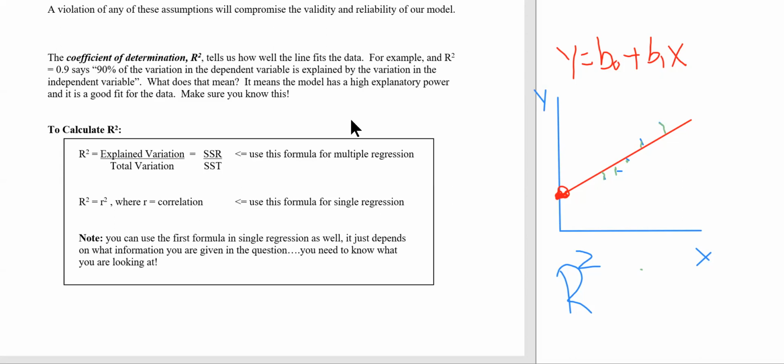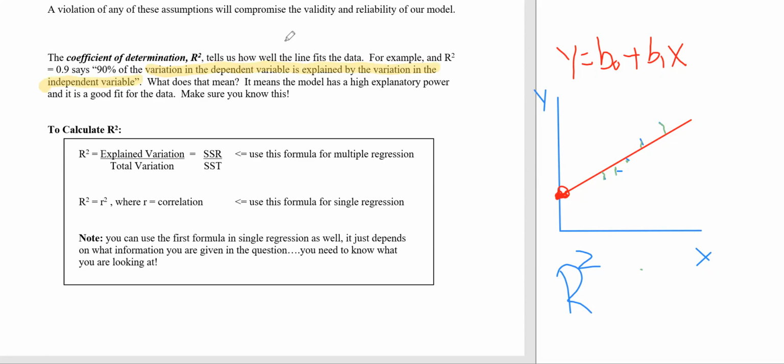That means I've got a higher explanatory power. There's a stronger relationship between the dependent variable and the independent variable. And now I want you to make sure that you know this definition. Okay, this is something that you've got to make sure that you're comfortable with. Okay, so R squared tells us the variation of the dependent variable that's explained by the variation in the independent variable.